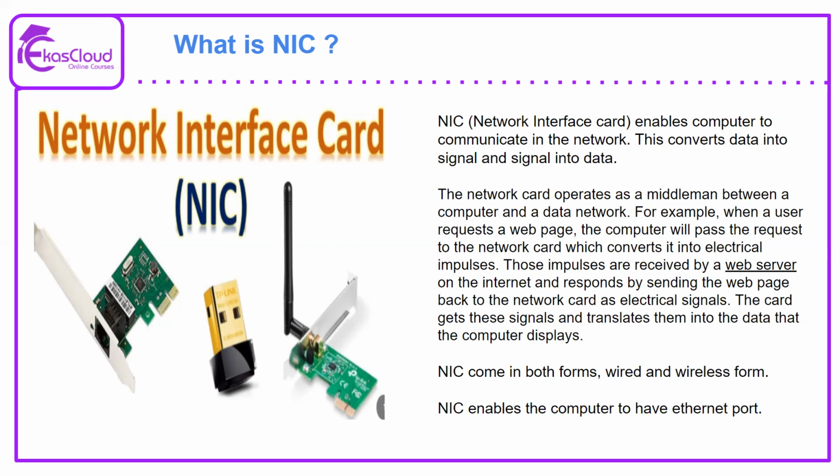So what does this network card do? It basically acts as a middleman between computer and the data network. So for example, when a user requests a web page, the computer will pass that request to the network card, which converts it into electrical impulses. These impulses are received by a web server on the internet, which responds by sending a web page back to the network card as electrical signals. The card gets the signals and translates them into the data that the computer displays. So in simple terms, NIC converts the actual web page data into signal and signal back into the data so that it can be displayed on the end user browser.